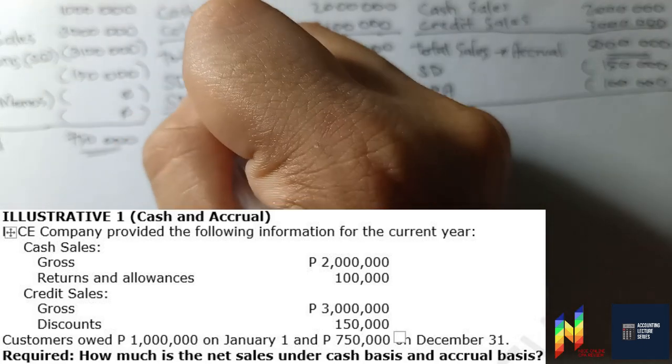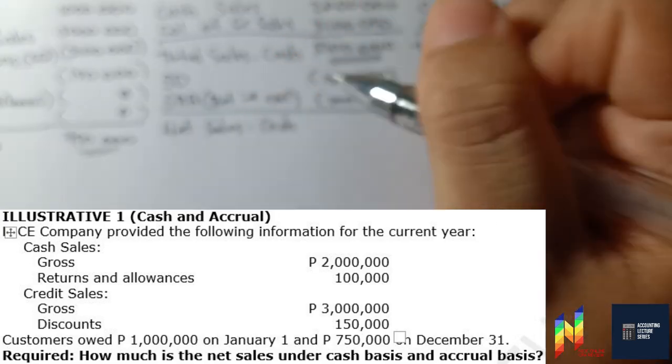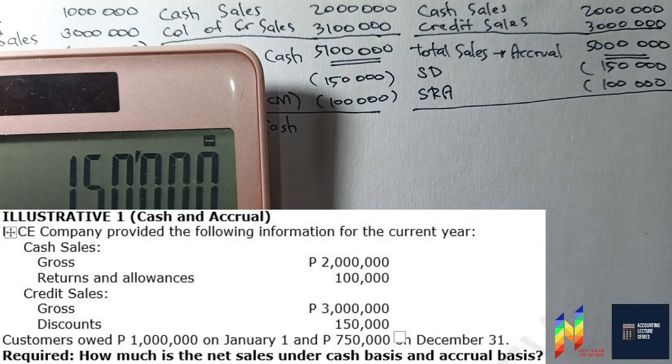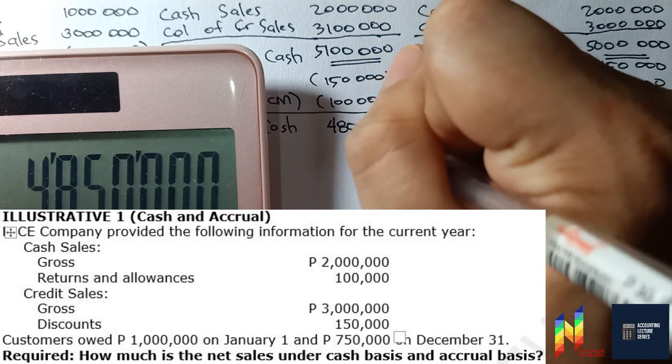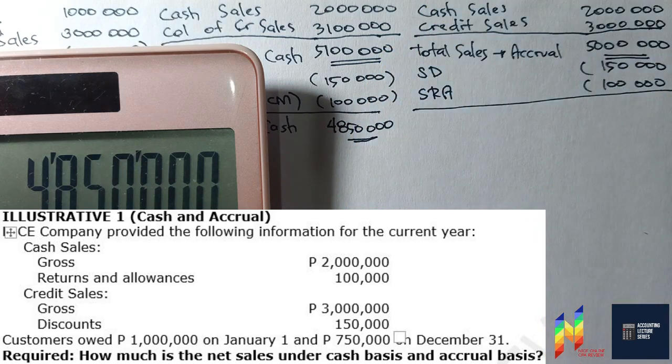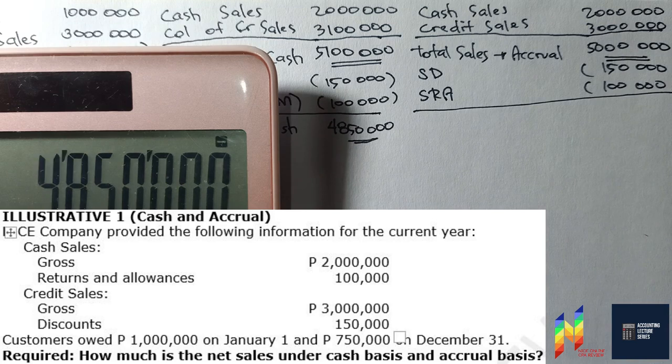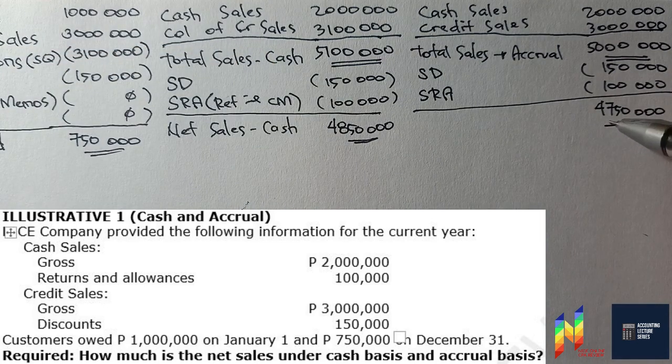So, our net sales now under the cash basis of accounting is magkano? Calculator. That is equal to 5.1 million minus 150,000 and minus 100,000, or this is equal to 4,850,000. Then, under the accrual basis of accounting, this is 5 million pesos minus 150,000 and minus 100,000, or this is equal to 4,750,000. So, final answer, illustrative problem number 1 is equal to 4,850,000 and 4,750,000 respectively under the cash basis and accrual basis of accounting. And that is illustrative problem number 1.